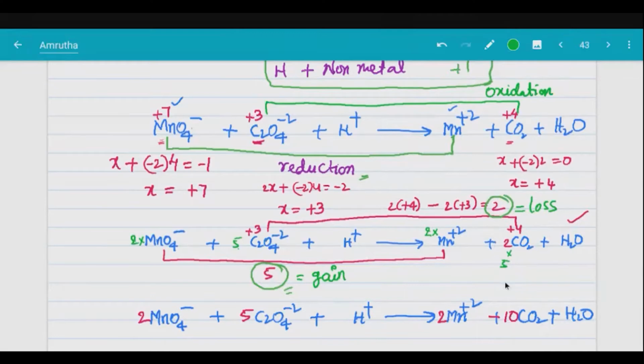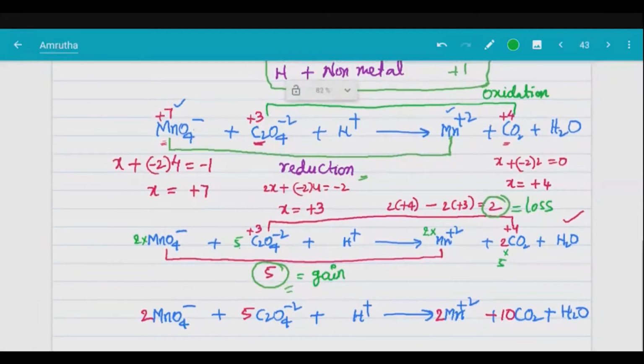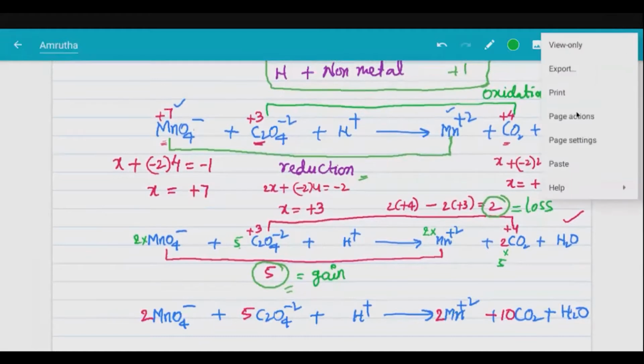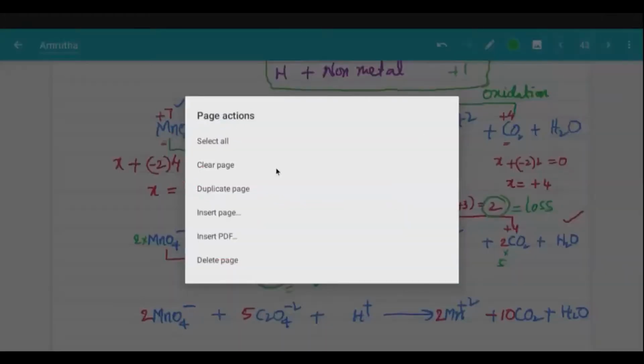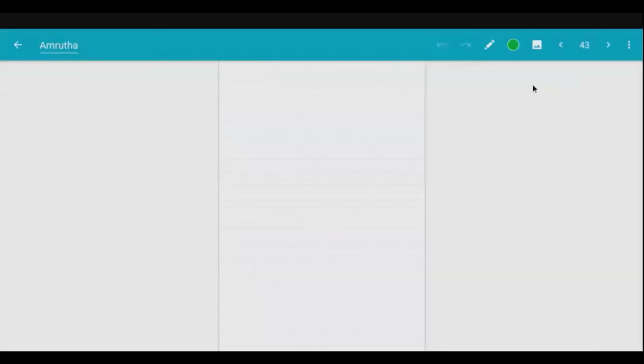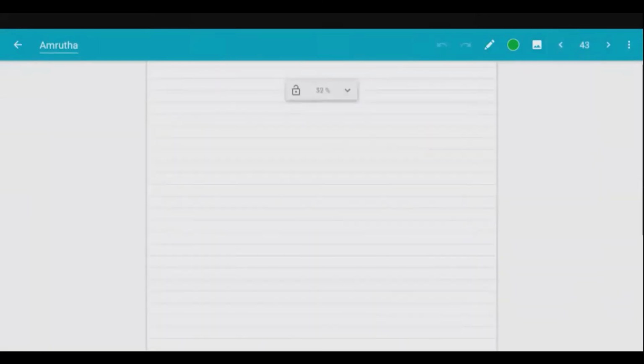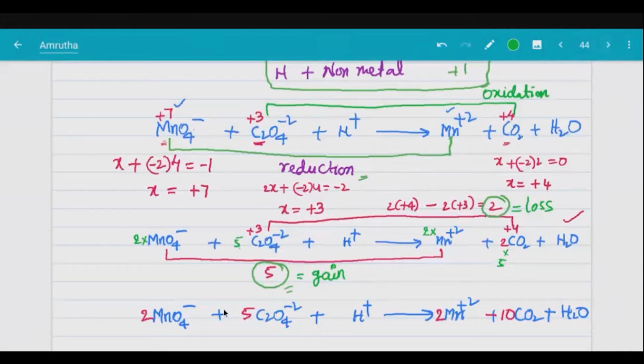I found oxidation and reduction, and next step, I found electrons, how many electrons gain, how many electrons loss. After that, I just did cross multiplication. Okay, so let me discuss one more thing. Next step. Here we cross multiplied. I'll write the same reaction again, and we'll start with this here.